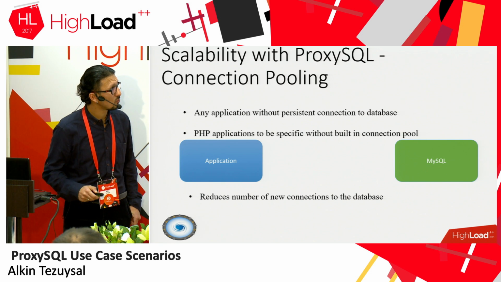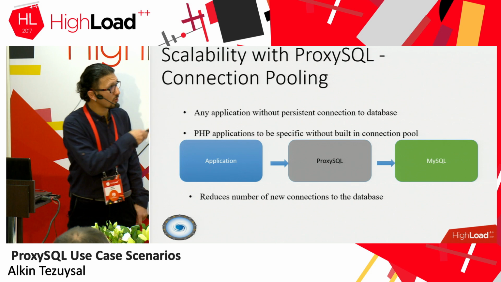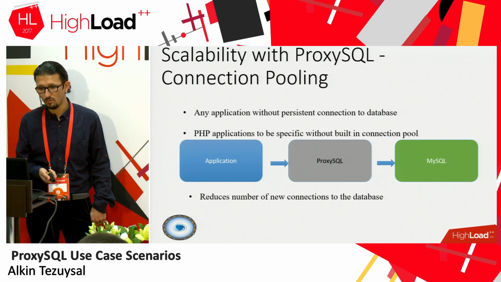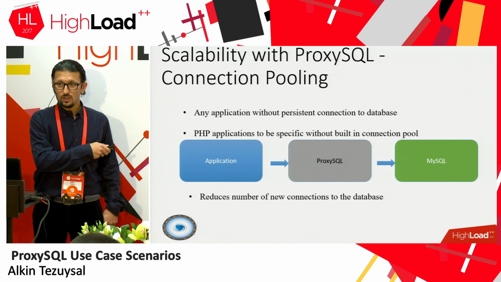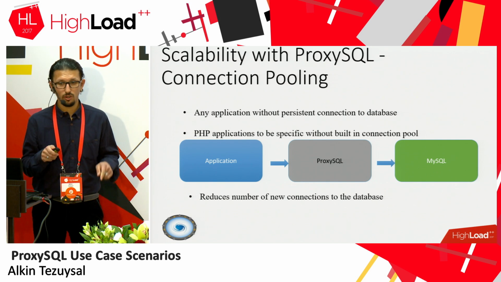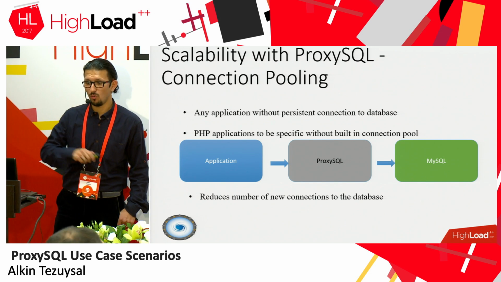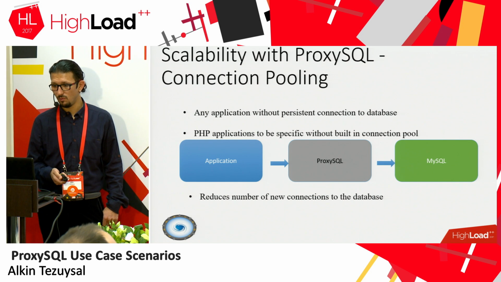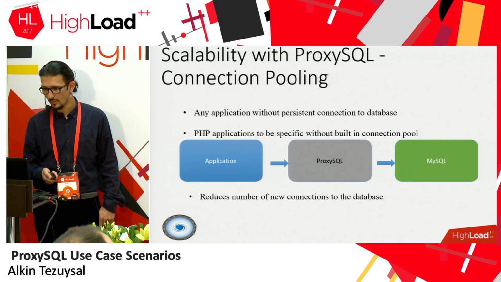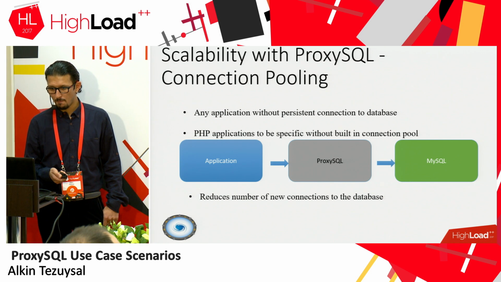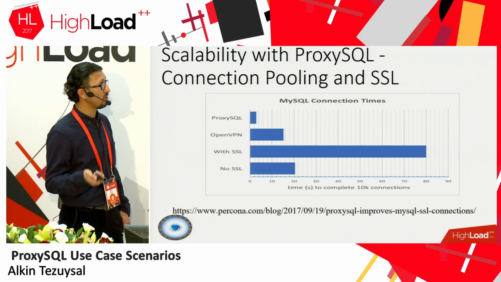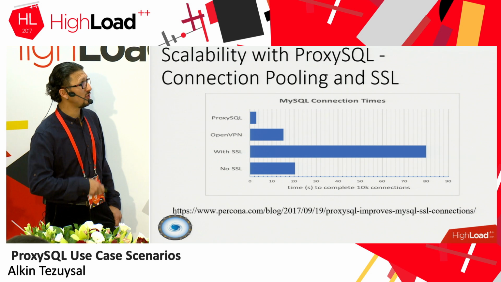So you take off that layer, put ProxySQL in between, have the application connect to ProxySQL, and ProxySQL connect to MySQL. It will drastically reduce the new connections. It'll have the layer for the pooling, and it will not open and close connections with the round trip to the MySQL server. That is under normal conditions and without SSL.